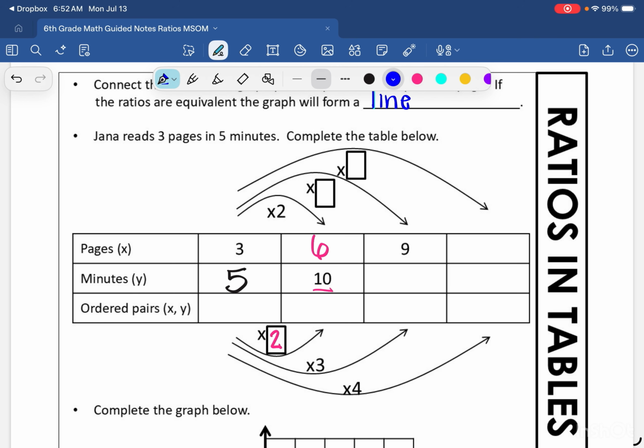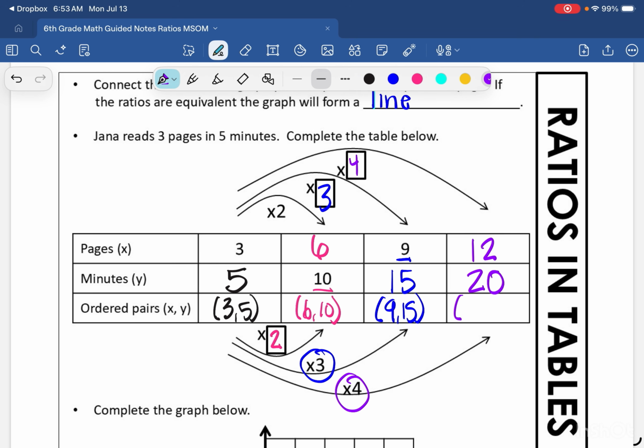Now we're going to multiply by 3 here. So 5 times 3 is 15. 3 times 3 is 9. That's done correctly. Now we're going to multiply by 4. 5 times 4 is 20. Therefore, 3 times 4 is 12. Now we're going to write the numbers as ordered pairs. So we have 3, 5, 6, 10, 9, 15, 12, 20.